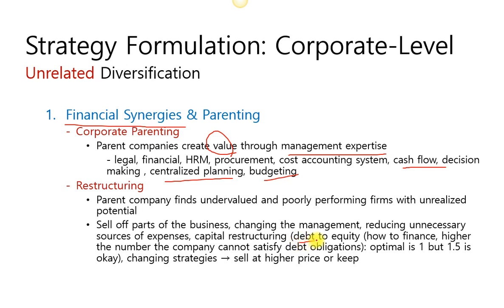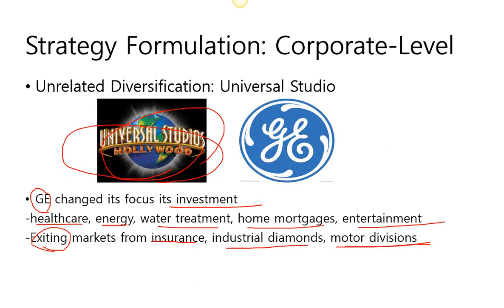You always have to look at debt to equity when you are thinking of buying other companies. Your cash flow needs to be good, and it's always good to have a ratio of 1 to 1.5. So 1 debt to 1.5 equity, so you could pay the debt anytime you want. Okay, those are the reasons for unrelated diversification.